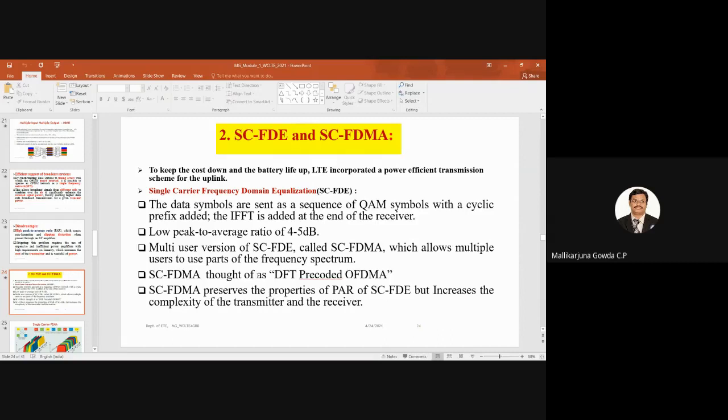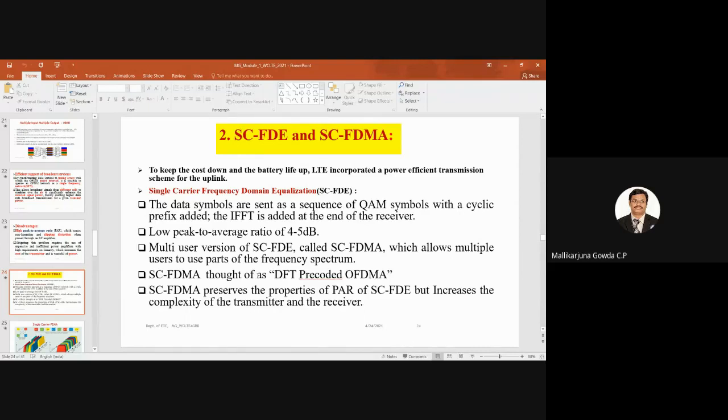So SC-FDE is for single user. If I want to extend that for multi-user, then we call that single carrier frequency division multiple access, which allows multiple users to use part of the frequency spectrum. We can think of SC-FDMA as DFT pre-coded OFDMA. DFT, at least you are aware of the name: discrete Fourier transform. Pre-coded orthogonal frequency division multiple access it is.